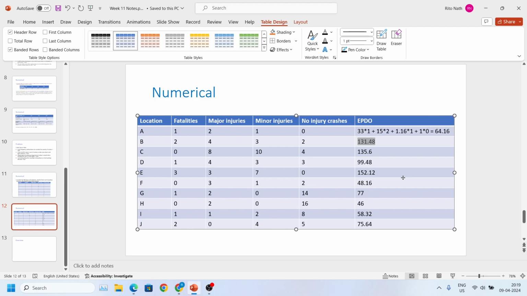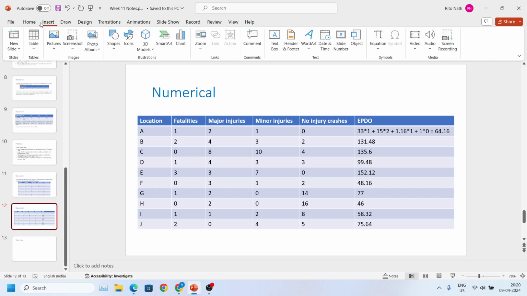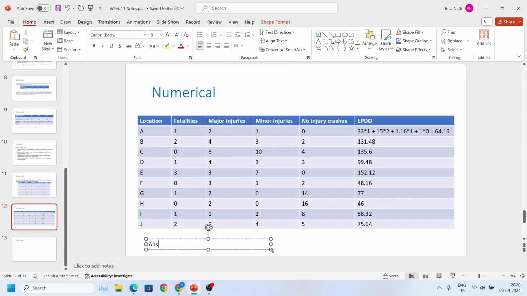So let me check if the answer is correct. Okay, so your answer is, the top three are E, C, and B. So those are your top three black spots. So hope this is clear.